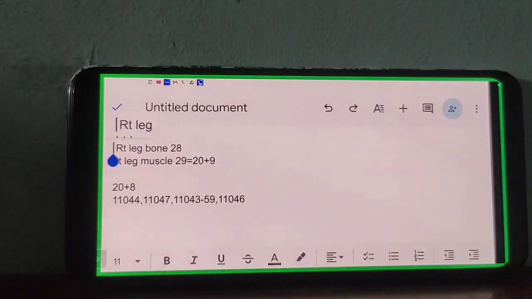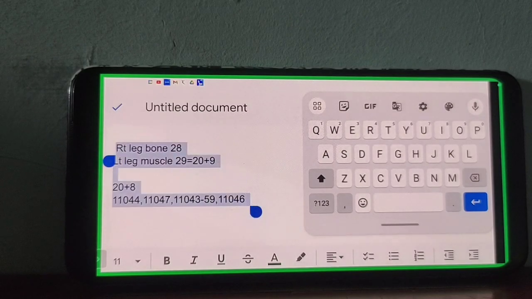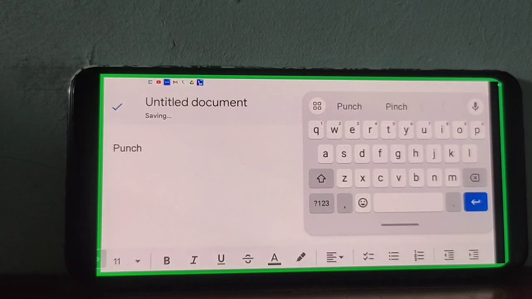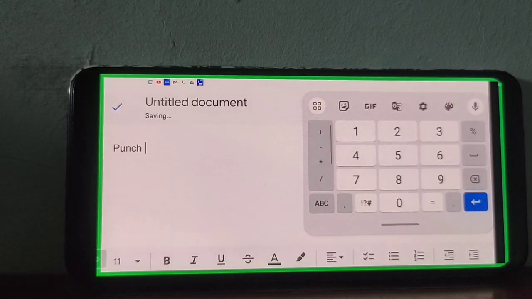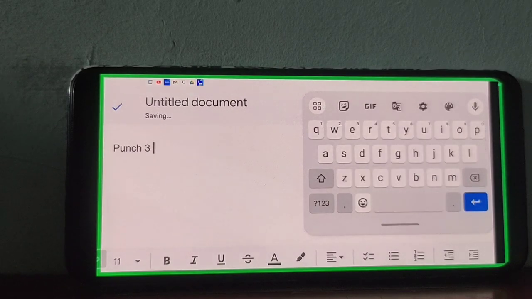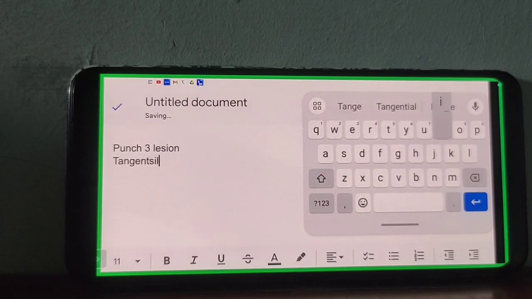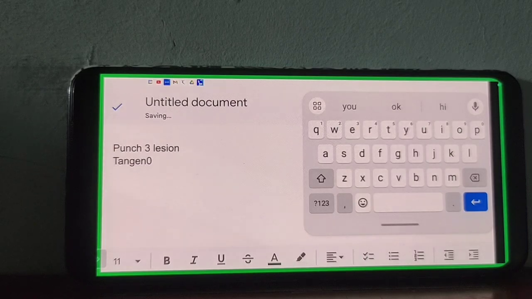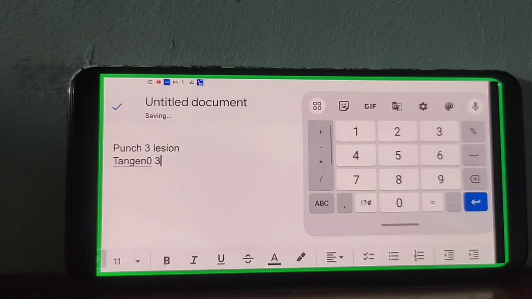Now, suppose a doctor uses more than one technique, how can we report? For example, punch biopsy, 3 lesion. Okay. Then tangential biopsy, 3 lesion. Okay, 3 lesion.